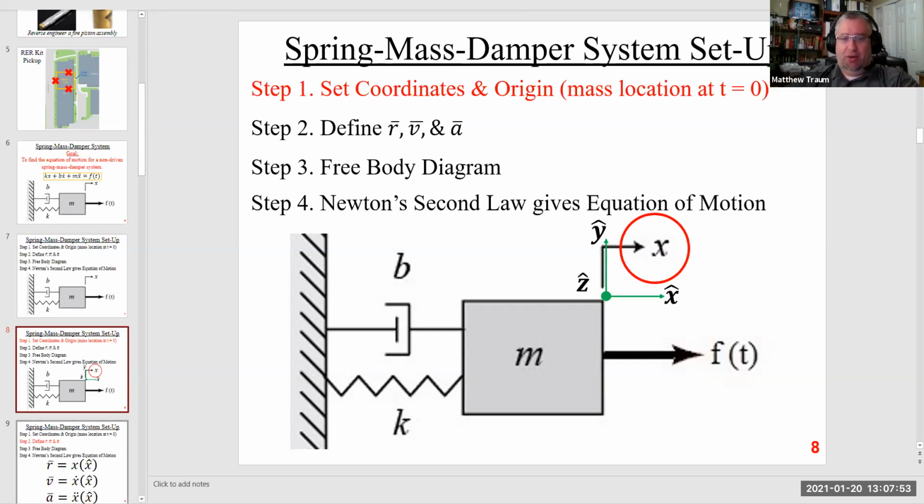So I'm going to set the origin as this upper right hand corner of the mass, in a situation where the mass has been left alone and allowed to settle to a state where the force produced by the spring is zero, right? So the spring is not elongated, not compressed.